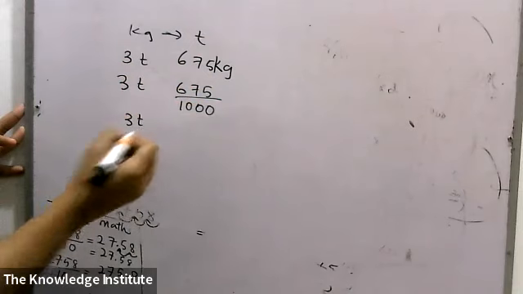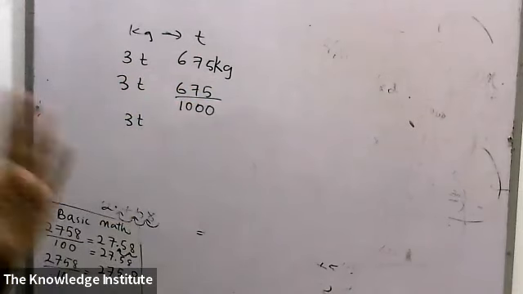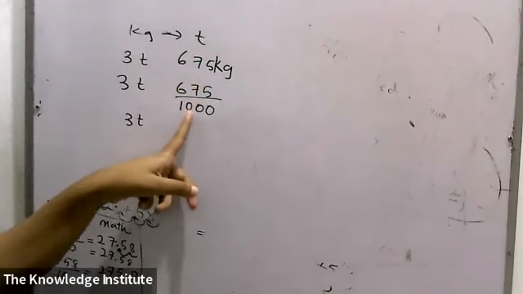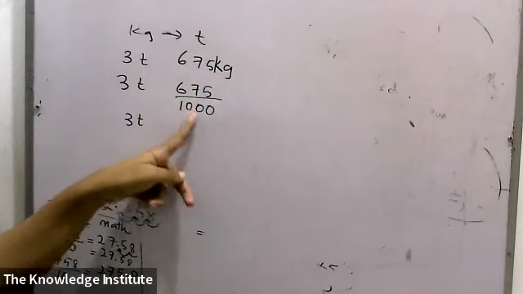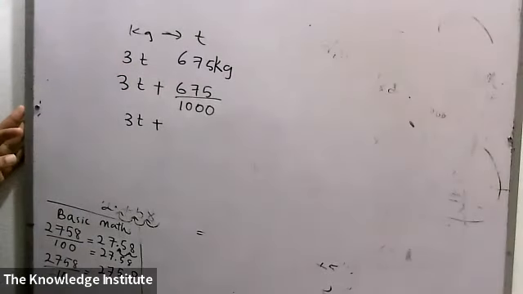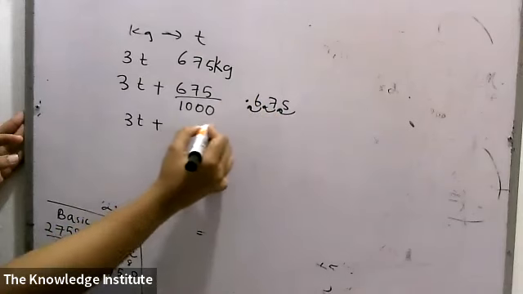Now again tell me, do you have to do the long division method for this? Of course not. You already have 675. You consider the number of zeros you have in 1000. How many zeros do we have in 1000? 3 zeros, right? How many times do you have to move the decimal point to the left-hand side? 3 times. 1, 2, 3. Now you have to keep the decimal point.